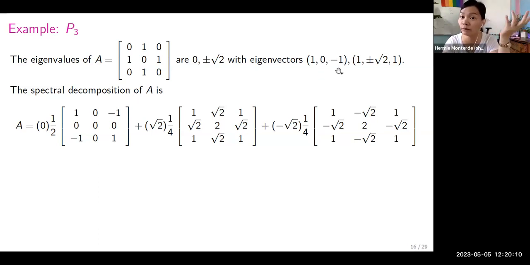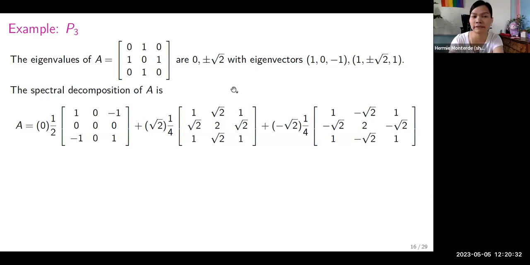Now, we don't have a problem here because the eigenvectors are simple. There's only one, right? So we only need to normalize them and take the outer product. So for 0, you just need to normalize (1, 0, -1) and take the outer product. You can verify you get this matrix. Okay, same for these two eigenvectors here.